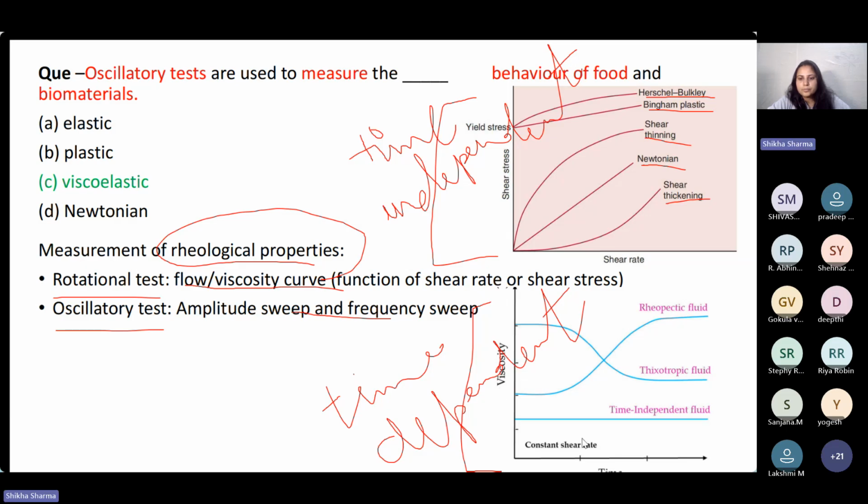So with respect to viscosity, measured with time, how much is the viscosity varying. If the viscosity is decreasing with time, it's thixotropic fluids, and if it's increasing, it's rheopectic fluids. These are the rheological properties of a material which can be measured using rotational tests or oscillatory tests.